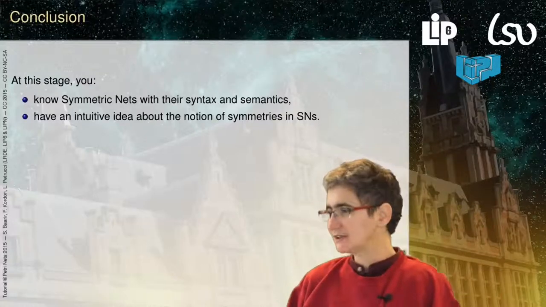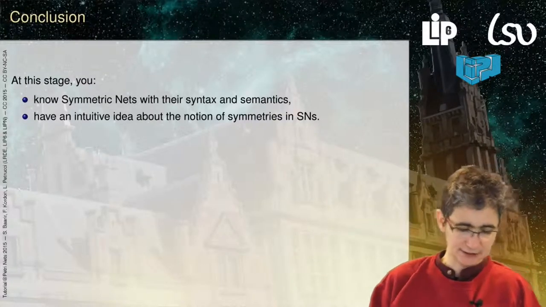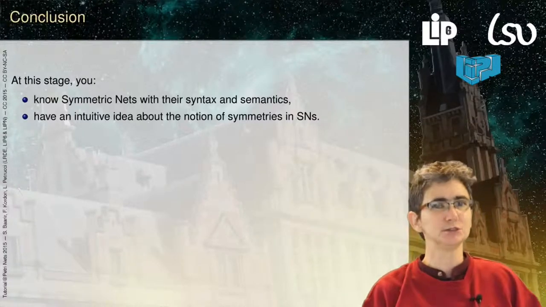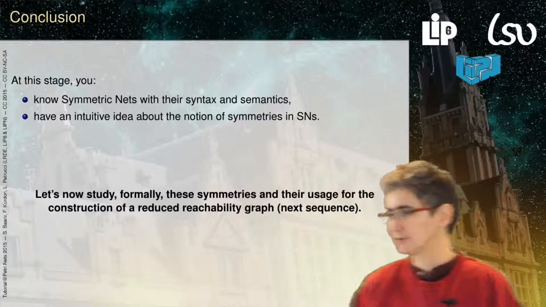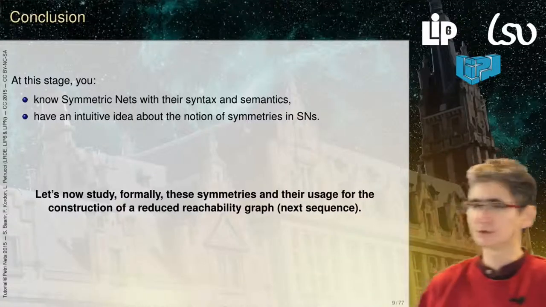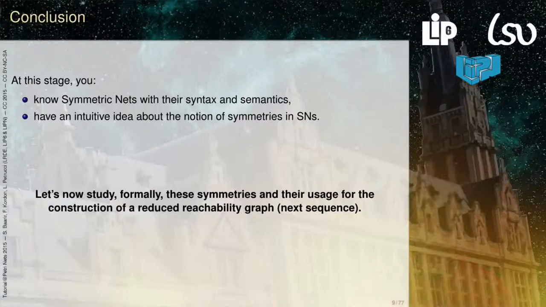Okay. So at this stage, you know about symmetric nets with their syntax and semantics. You have an intuitive idea about the notion of symmetries in symmetric nets. And now we'll study formally these symmetries and how to use them for the construction of a reduced reachability graph, and we'll do that in the next sequence.